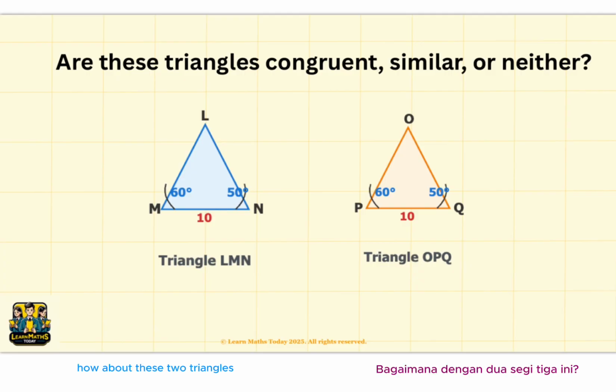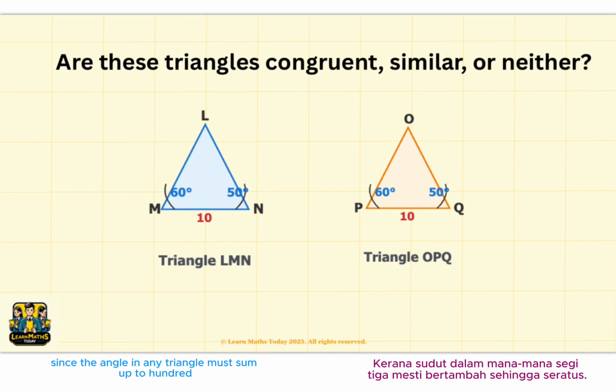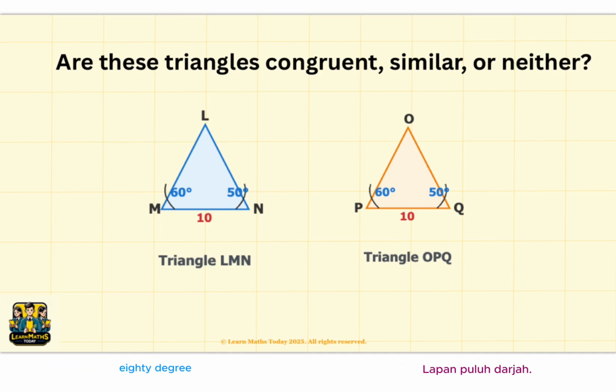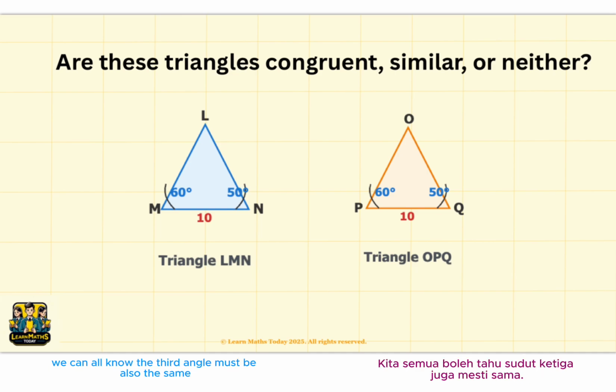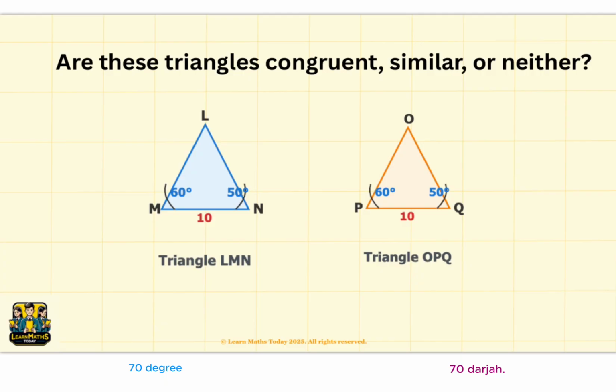How about these two triangles? Are they congruent, similar, or neither? We look at them carefully. Both triangles have a 60-degree angle and a 50-degree angle. And since the angles in any triangle must sum up to 180 degrees, we know that the third angle must also be the same, 70 degrees. That is from 180 minus 60 minus 50 equal to 70. So we have all three angles the same.